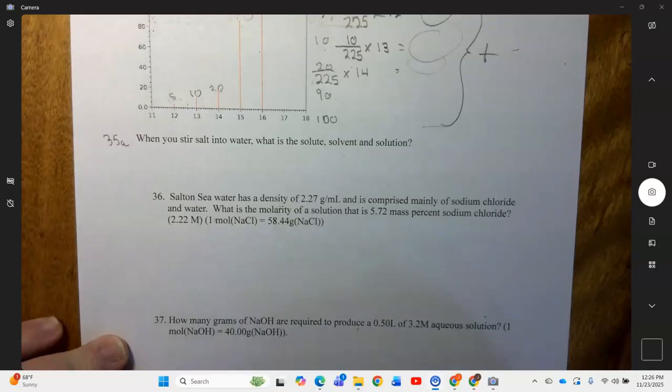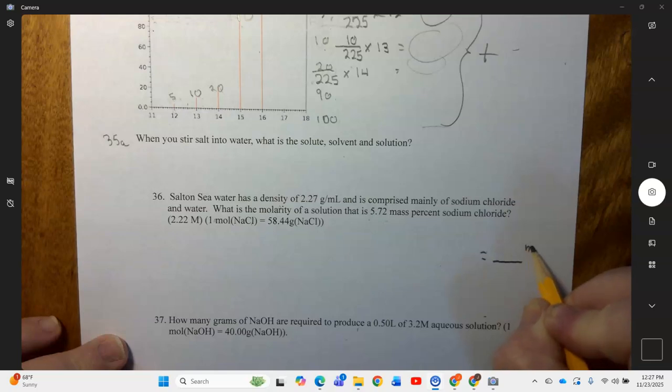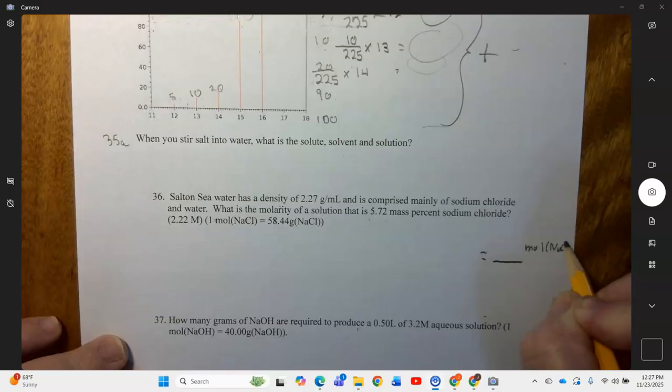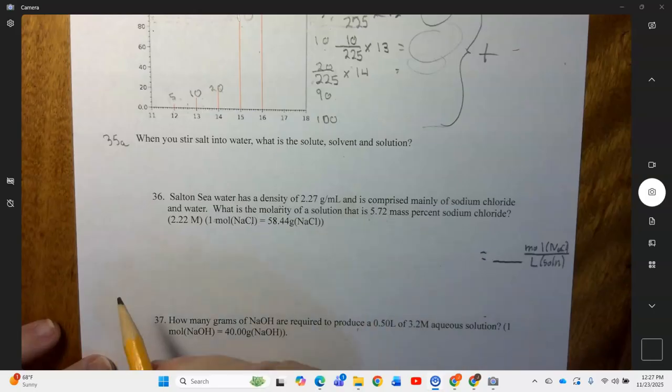So we're going to go ahead. It says, what is the molarity of a solution of 5.7 mass percent? So what we're looking for, and you do this way over on the right because you're going to need a lot of space, is moles of NaCl over liters of solution. Okay. There you go.